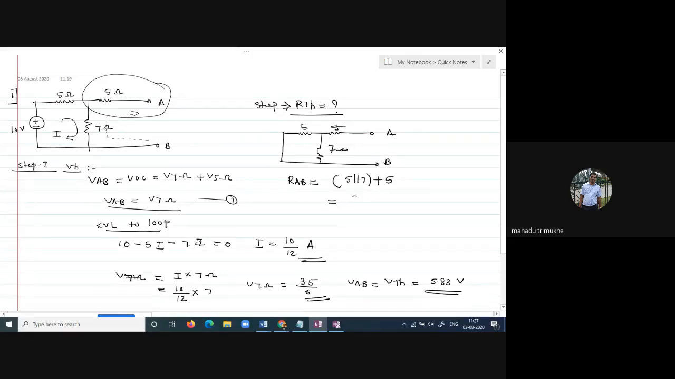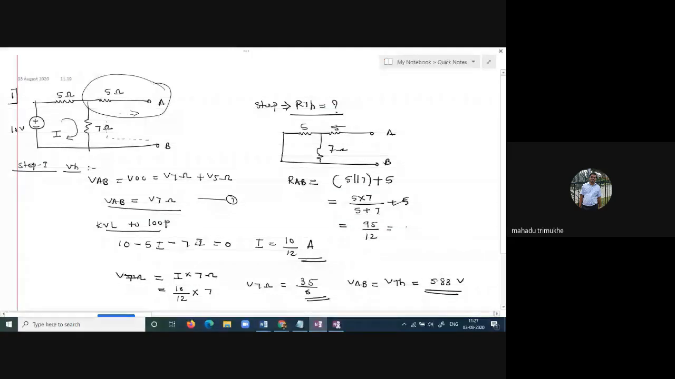RAB is 5 multiplied by 7 divided by 5 plus 7, plus 5. You will get about 7.92 ohm. That way you have to find RAB.